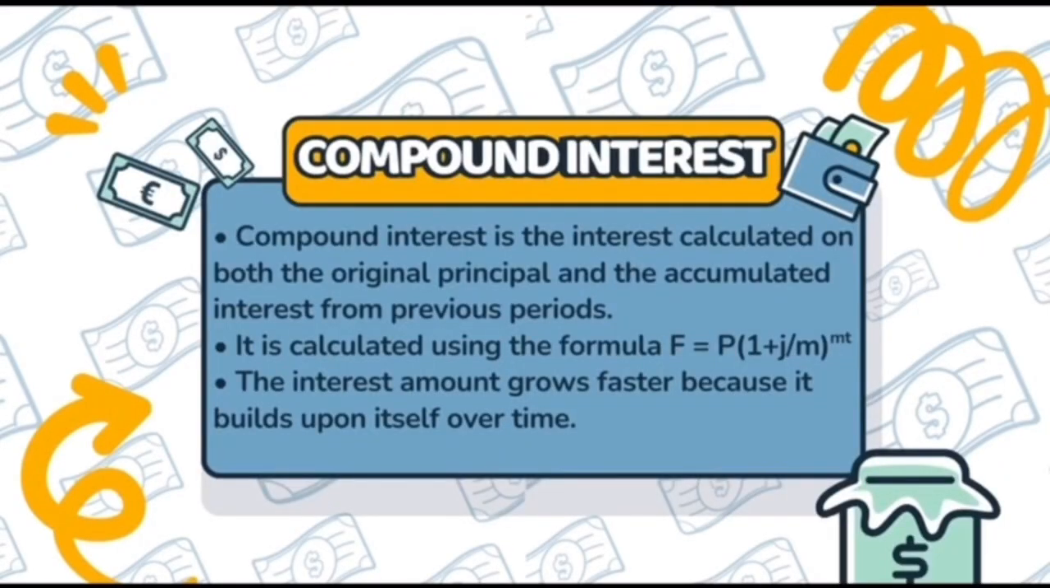Compound interest. Compound interest is the interest calculated on both the original principal and the accumulated interest from previous periods. It is calculated using the formula F equals P times (1 plus J divided by M) to the power of MT. The interest amount grows faster because it builds upon itself over time.